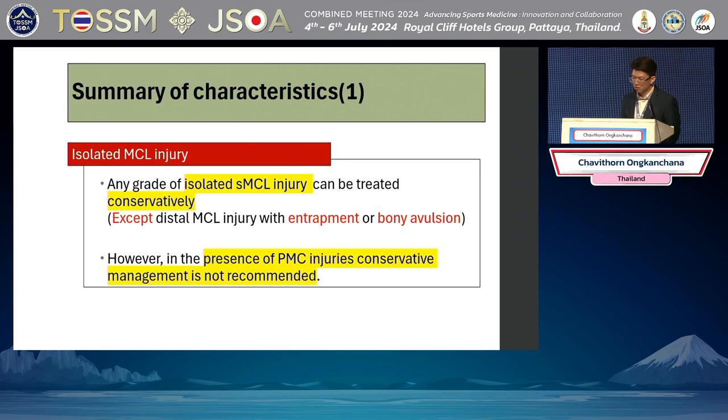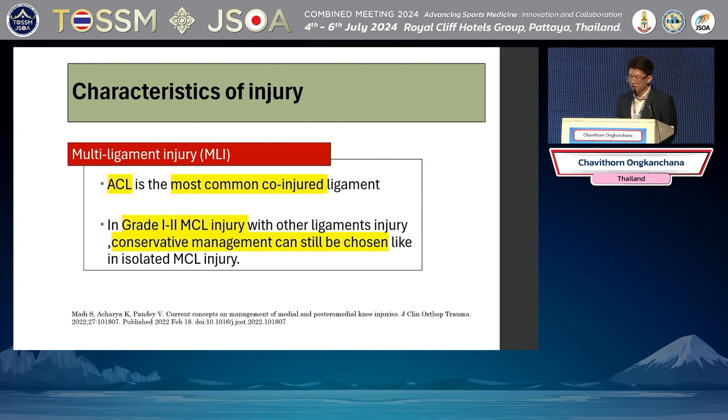of evidence. To summarize, in case of isolated MCL or medial side knee injury alone, conservative treatment still has some role in all grades of the isolated superficial MCL injury, except in the Stener-like lesion and the bony avulsion. While for an isolated PMC injury, conservative treatment is not really recommended in recent literature, but still lacks high-level evidence. That's all for the isolated injury.